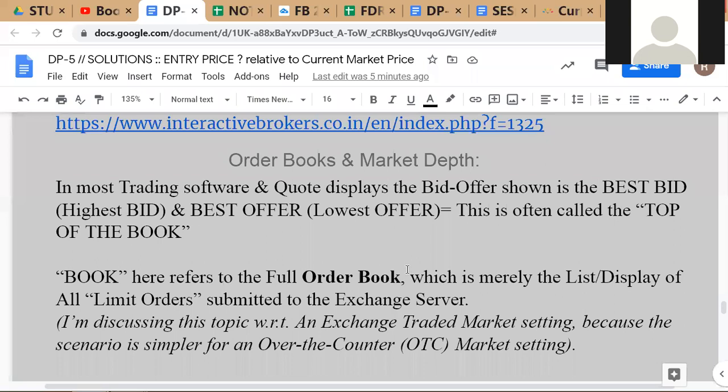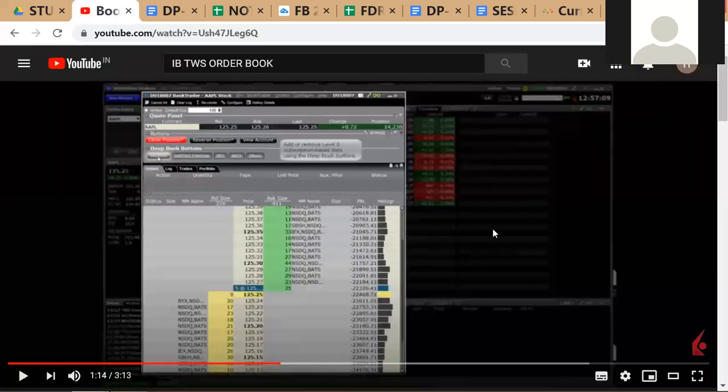When you look at a normal TWS classic display, what you are seeing is only the top of the book. This is called the top of the book. You'll see the best offer and you'll see the best bid. The best bid obviously is the highest bid, because the bid is the price at which the price taker will sell.